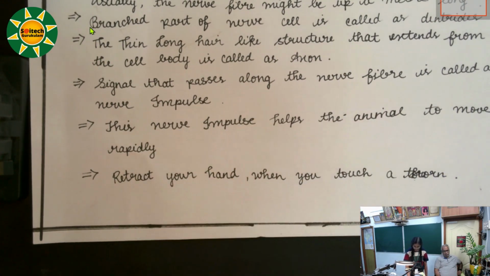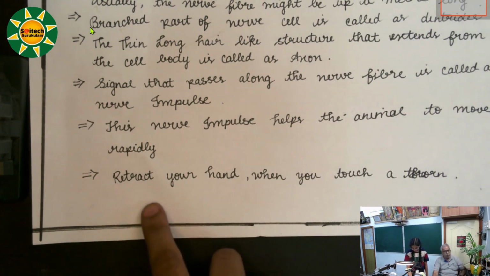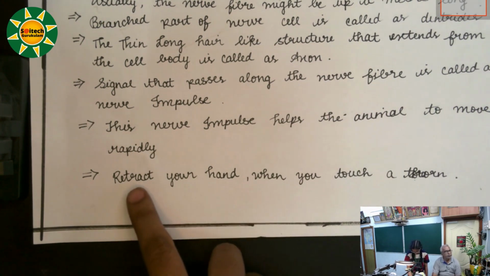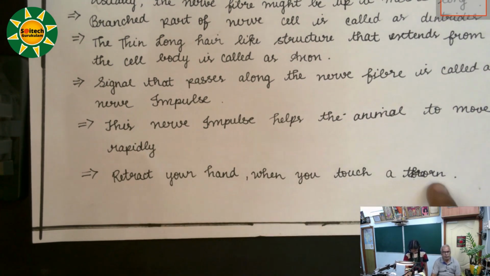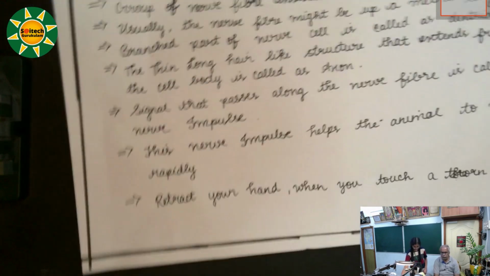So, the helpfulness of the nervous tissue is that when you touch a thorn, you immediately retract your hand. That's what I have written: retract your hand when you touch a thorn. Can you show me a diagram for this?